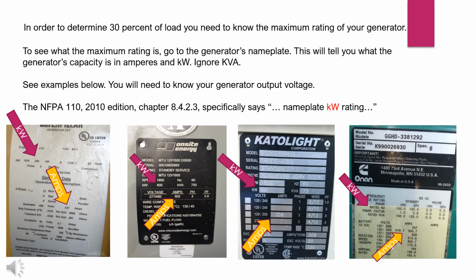In order to determine 30% of load, you will need to know the maximum rating of your generator. To see what the maximum rating is, go to the generator's nameplate. This will tell you what the generator's capacity is in amperes and kW. Ignore the kVA rating. See examples below. You will need to know your generator's output voltage. NFPA 110 specifically says nameplate kW rating. Now you can see I've got some arrows pointing to both kW and amperage. This is where you'll find that information.